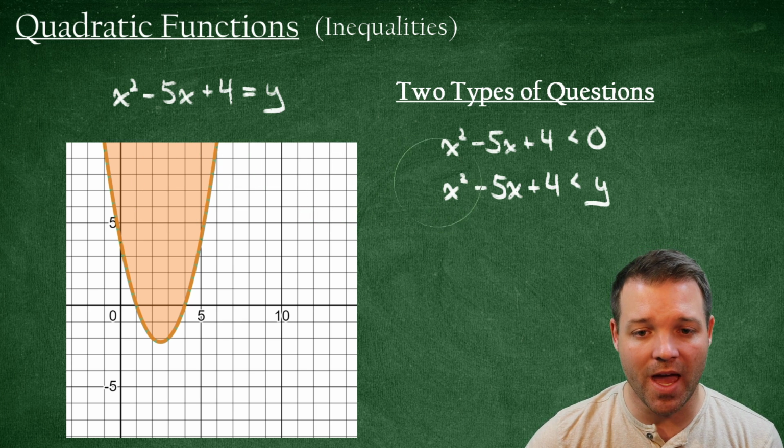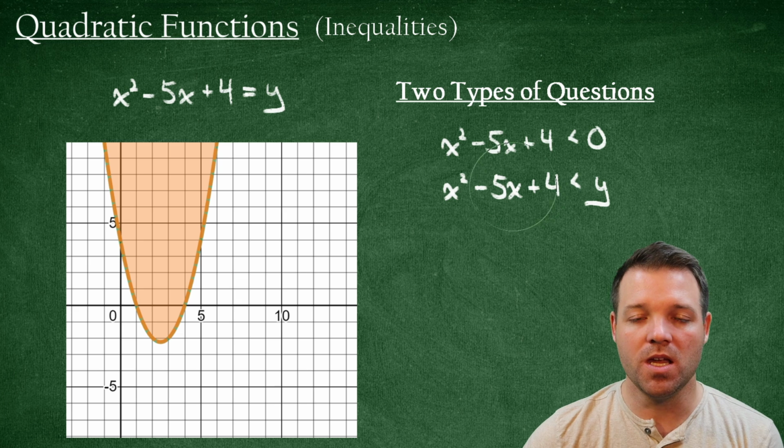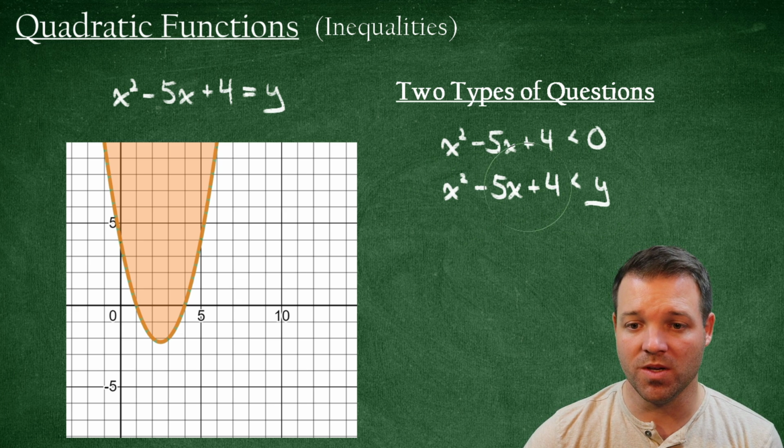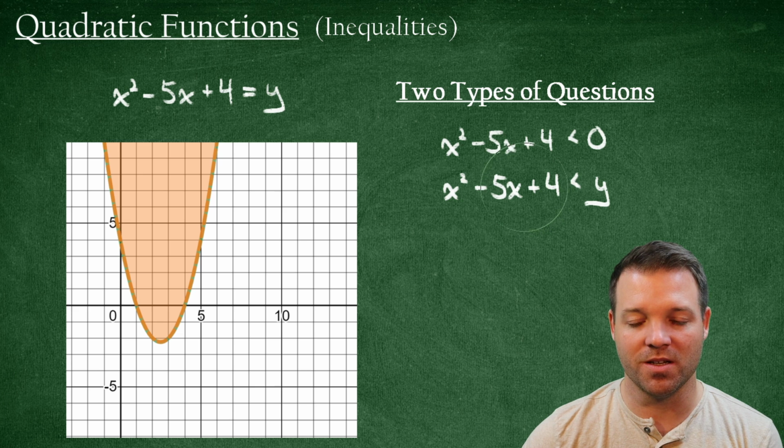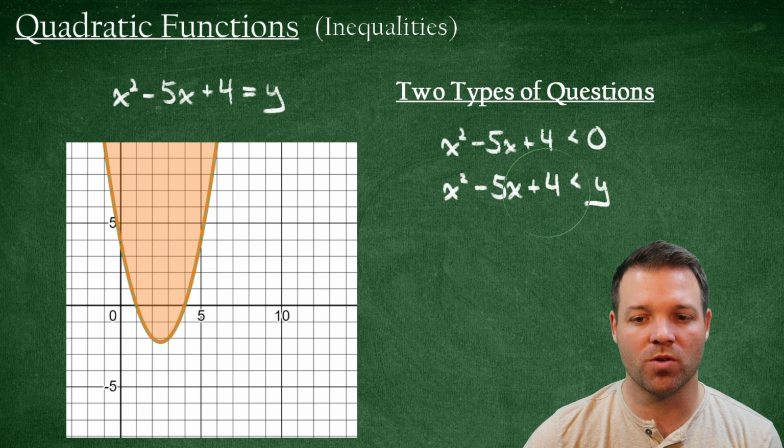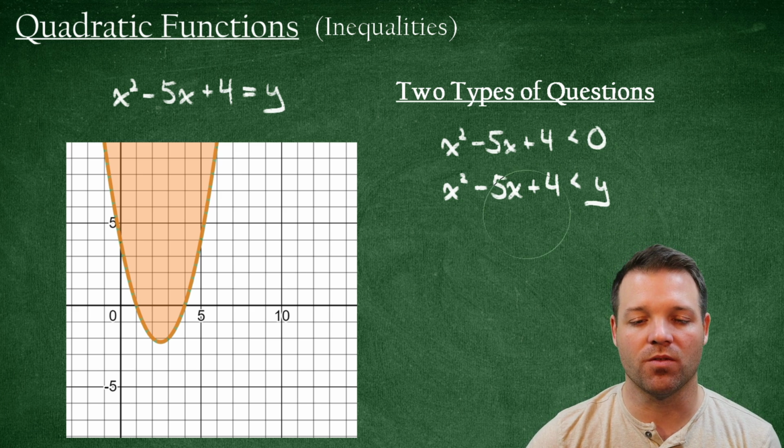If I plug in that x and that y, either you're going to get a true statement, meaning the number on the left is going to be bigger or smaller than the number on the right, or you're going to get a false statement, meaning either you're going to get equal numbers or something that is not less than the thing on the right, okay?